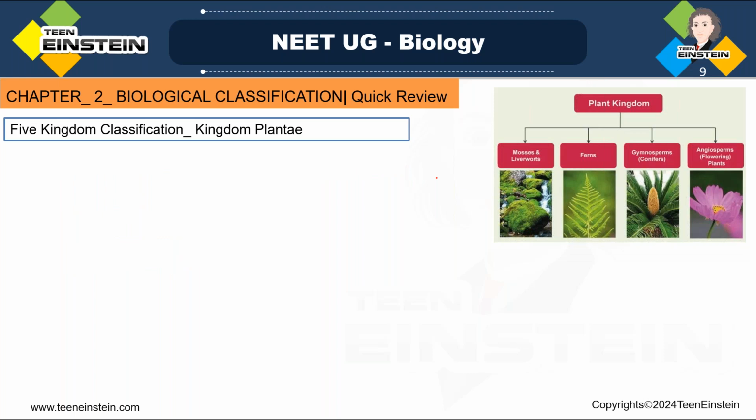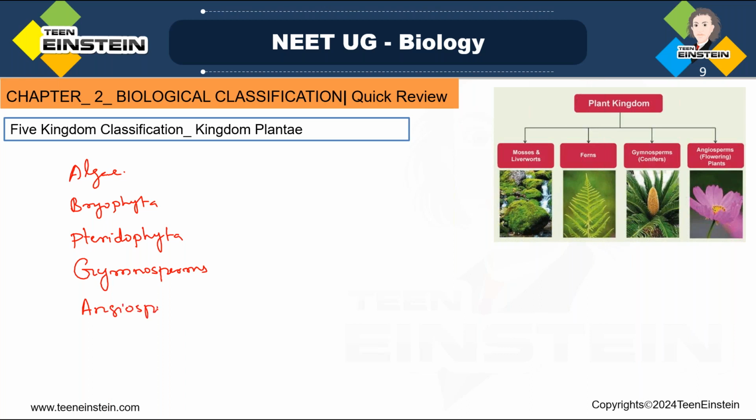Kingdom Plantae: you know that they are non-motile and multicellular, and they have a cellulosic cell wall, that's why motility is restricted. Some algal forms coming under Kingdom Plantae show motility. Kingdom Plantae includes algae, bryophyta, pteridophyta, gymnosperms, and angiosperms. This is the classification of Kingdom Plantae.